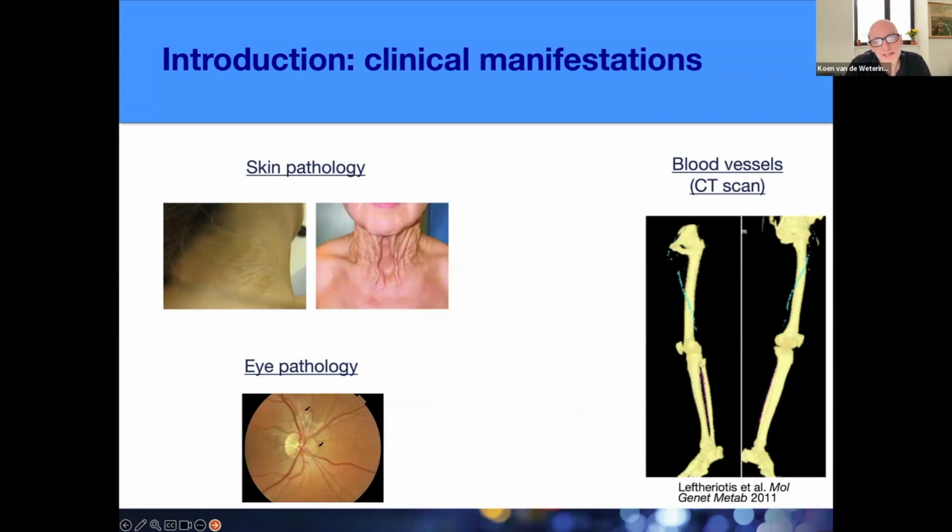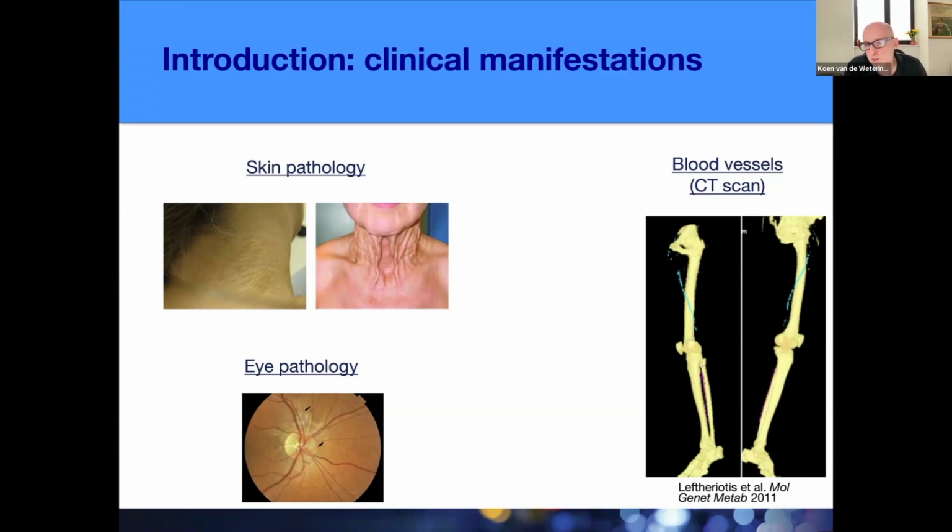So on this slide, I put a couple of clinical manifestations that are probably very familiar to you. PXE most often starts with yellowish papules in the neck region, which then can coalesce and form larger areas of inelastic material. And that results in the skin losing its elasticity and getting a leathery or wrinkled appearance.